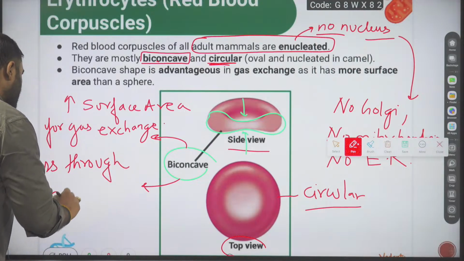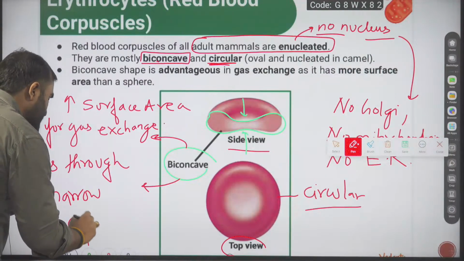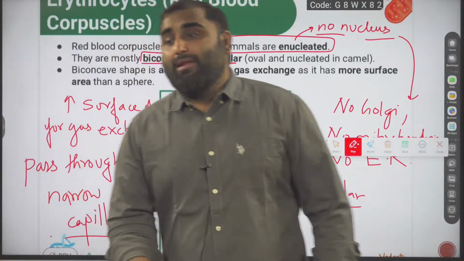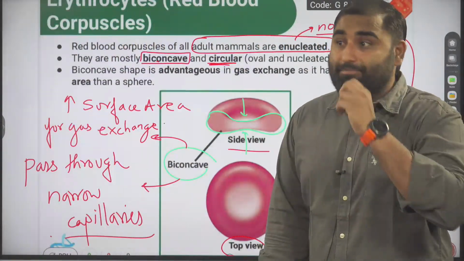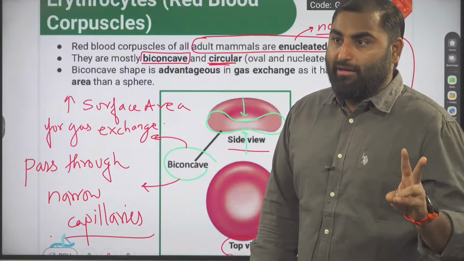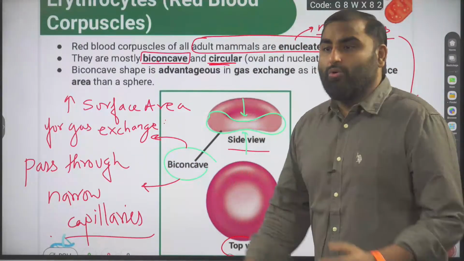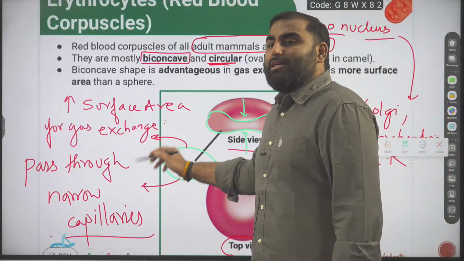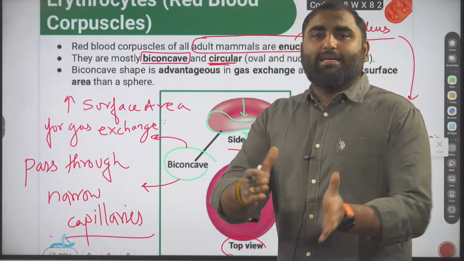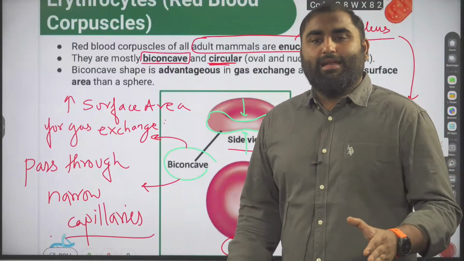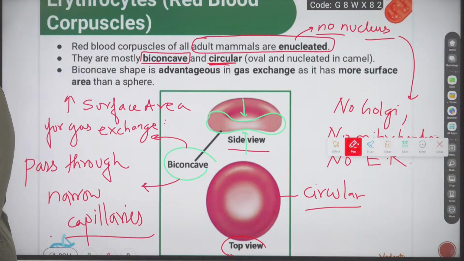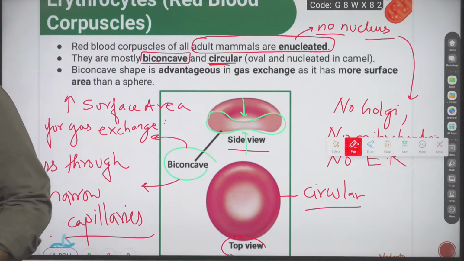So biconcave provides a larger surface area for exchange of gases, and also this biconcave structure helps to pass through narrow capillaries. You might be knowing that blood capillaries are very thin. So to pass them, the biconcave surface helps. So there are two functions of biconcave: to increase surface area for gas exchange, O2, CO2, very fast. And then this biconcave structure can easily squeeze, the flexibility of the RBC membrane is increased, and then it can easily pass through the blood capillaries. Okay? Are we clear, guys?